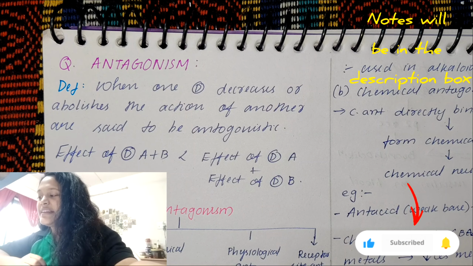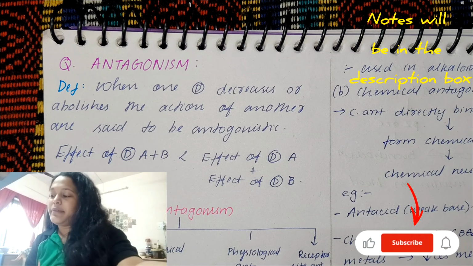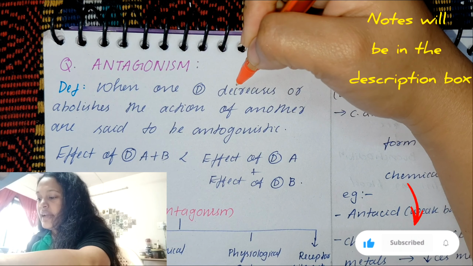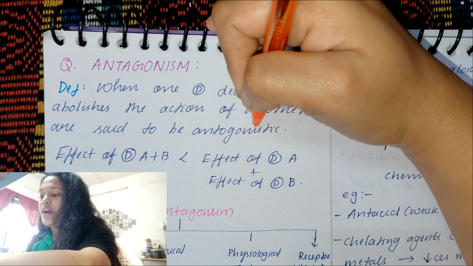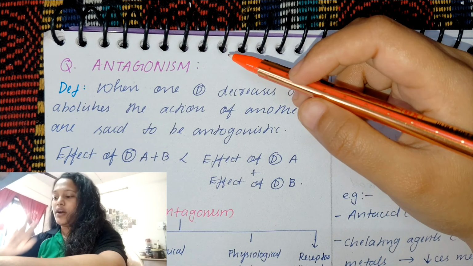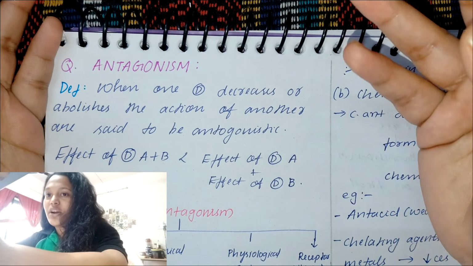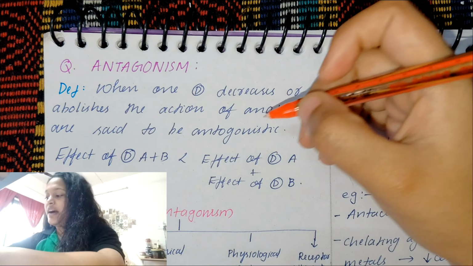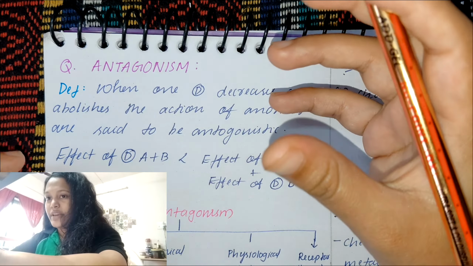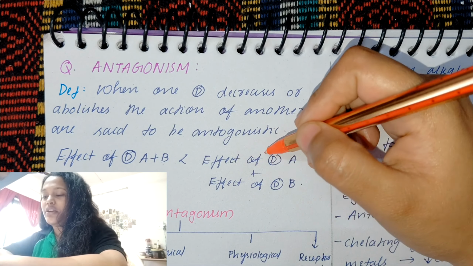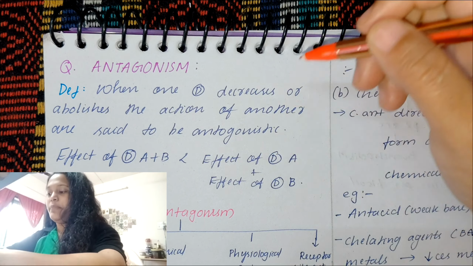So today we will be discussing one of the important 5 mark questions, which is antagonism. What do you mean by antagonism? When one drug decreases or abolishes the action of another, it is said to be antagonistic. So when one drug decreases or abolishes the action of the other drug, that is called antagonism. The effect of the given drugs A plus B in combination will be lesser than the individual effect of drug A plus the individual effect of drug B.